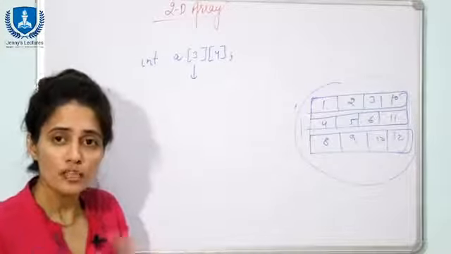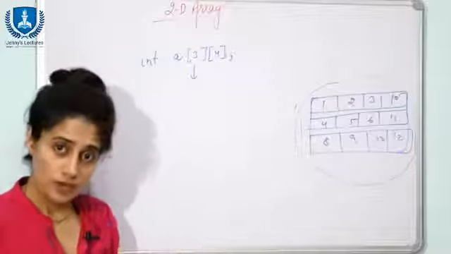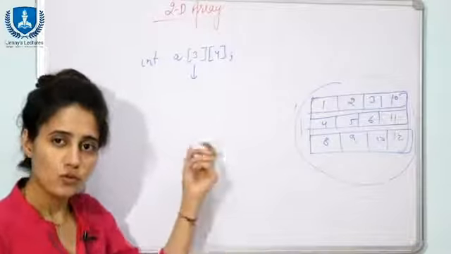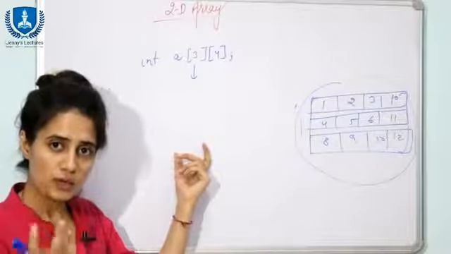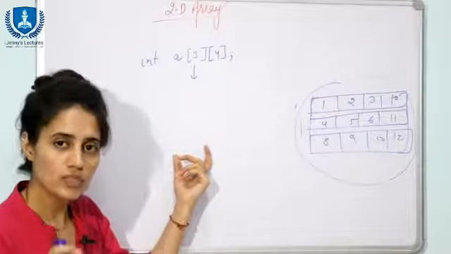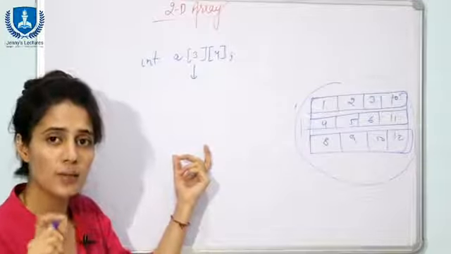Now how to initialize a 2D array? How you can initialize a 1D array both at compile time and at runtime? So for 2D arrays also both the methods are applicable. You can initialize at runtime as well as at compile time. So first of all we will discuss how to initialize it at compile time.